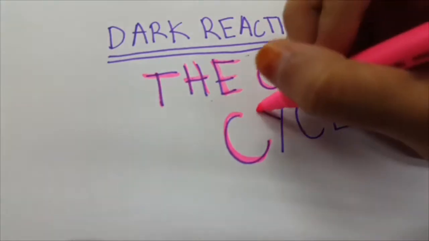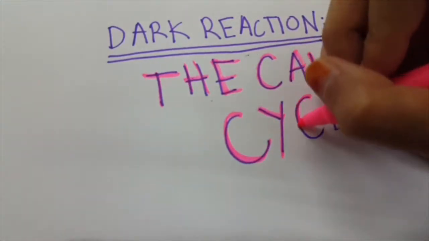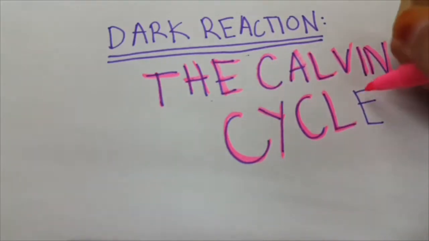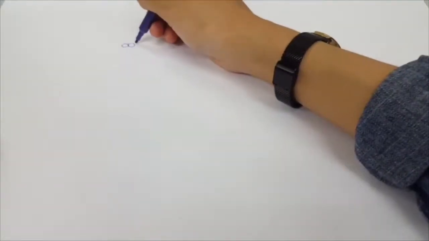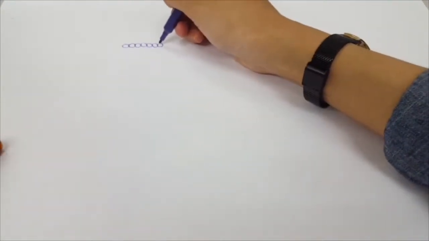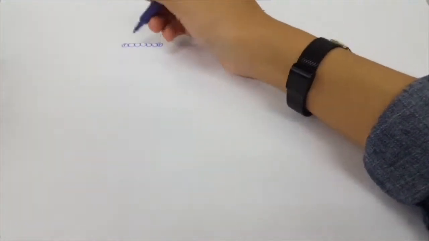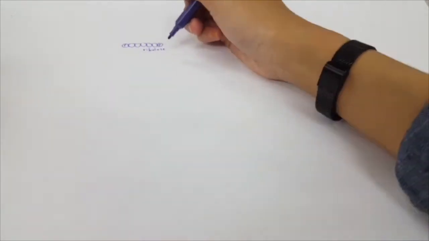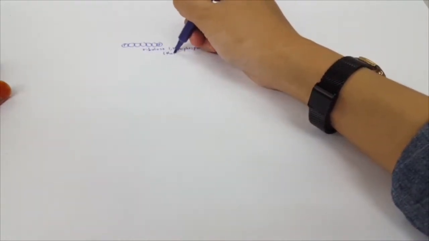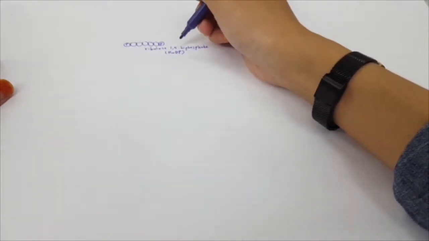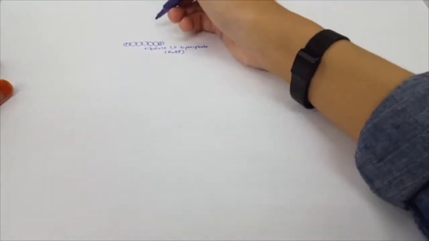Next, we will move on to the dark reaction in plants, which consists of the Calvin cycle. In the Calvin cycle, ribulose 1,5-bisphosphate, or you can call it RuBP, will combine with carbon dioxide to form 2 molecules of 3 carbon molecules.